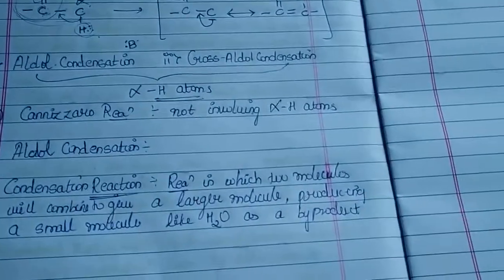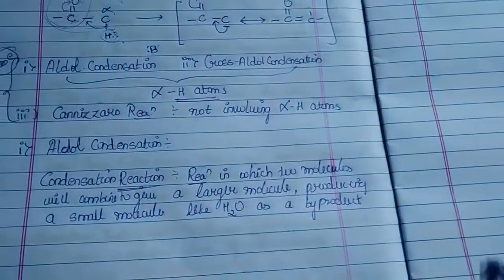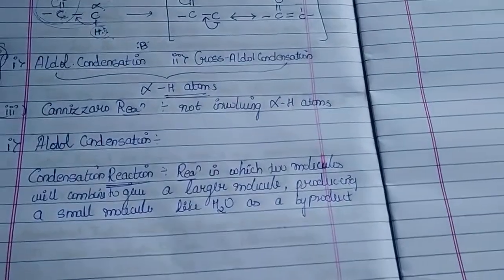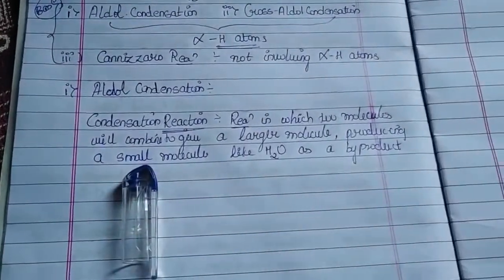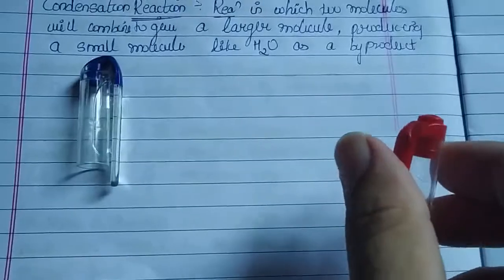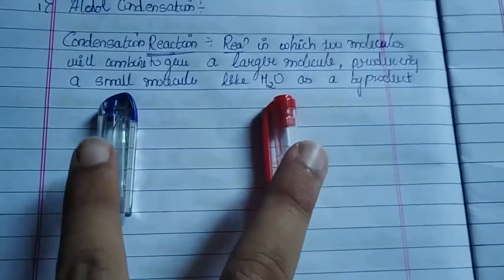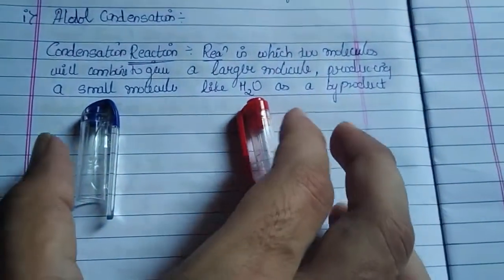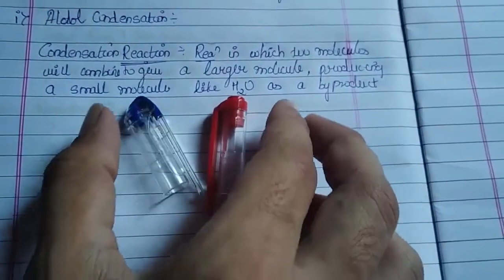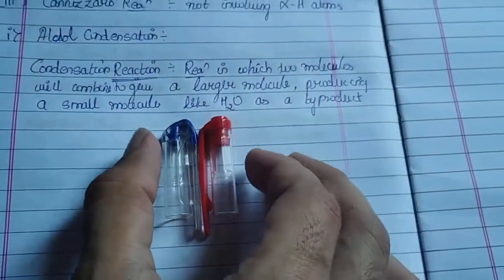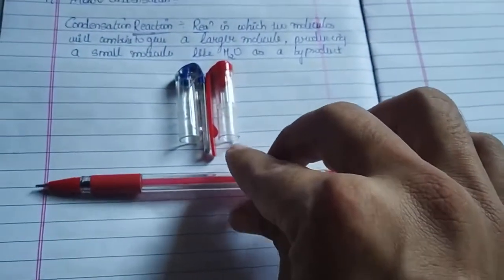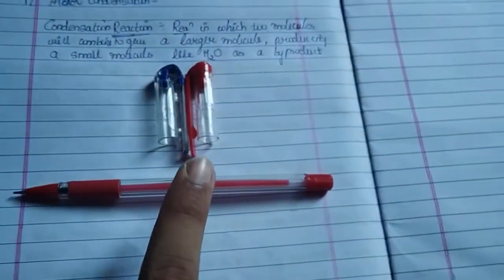So what is a condensation reaction? It's a reaction in which you have, let us consider, 2 small molecules. This is one molecule, this is one molecule. So they are smaller molecules. What will they do? They will try to combine with each other. When they combine, what is happening? You're getting a larger molecule.